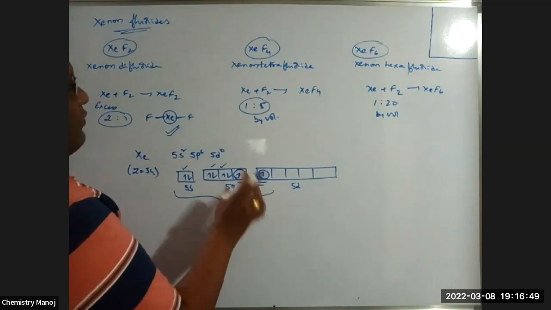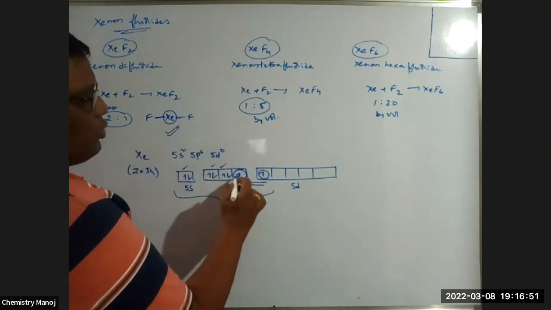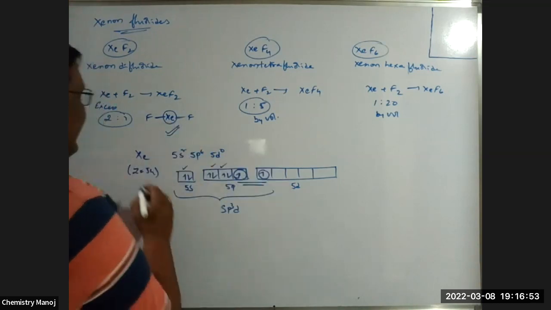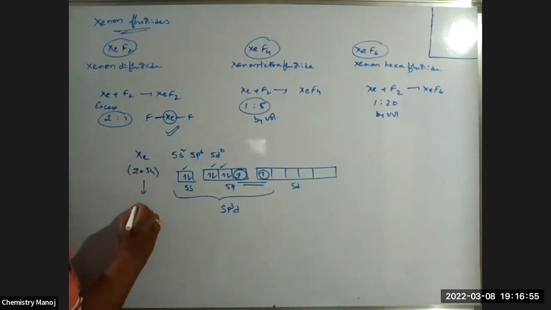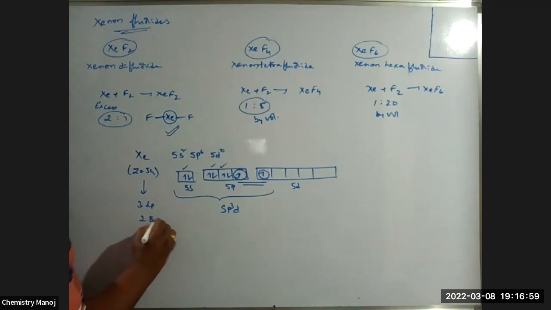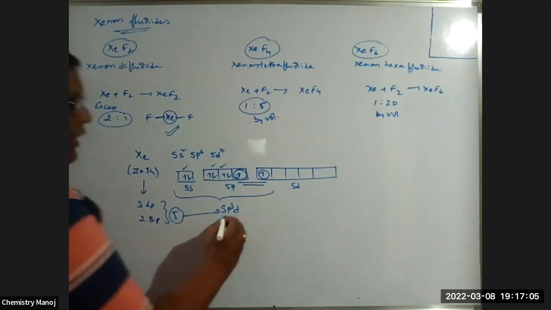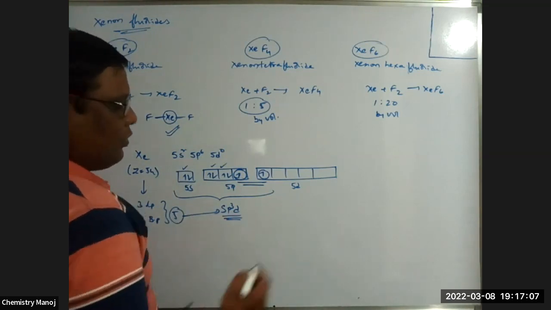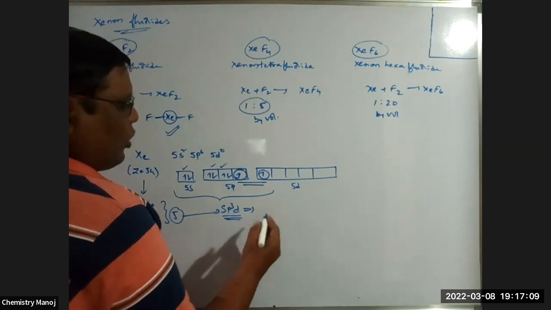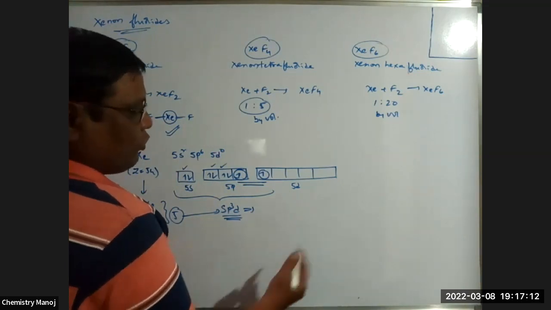It contains 3 lone pairs of electrons and 2 unpaired electrons. These 2 unpaired electrons can form bonds with fluorine, giving 2 bond pairs. That means xenon has 3 lone pairs of electrons and 2 bond pairs of electrons. Total electron pairs is 5 pairs. So 5 means sp3d hybridization. Wherever sp3d hybridization exists, the geometry of the structure is trigonal bipyramidal.